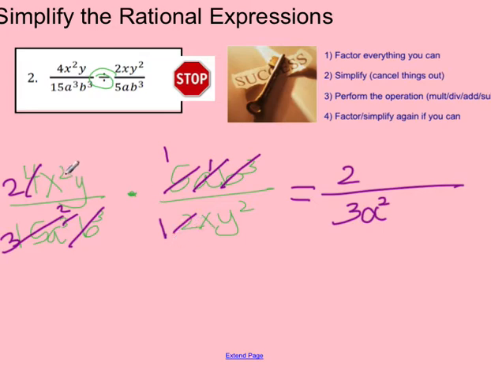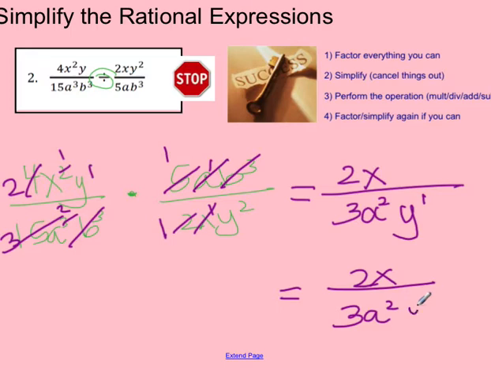Next, I'm going to look at x. I have x to the second and x to the first. My large is in the numerator. So I have x to the 2 minus 1, which is 1. And then I have y to the first and y to the second. Large is in the denominator. So I would have 2 minus 1, so I have y to the first. So just to simplify and write my answer maybe a little bit nicer, I would have 2x over 3a squared y.